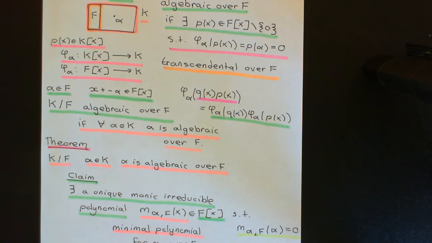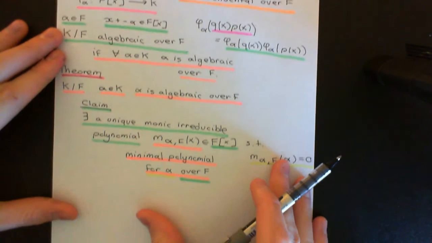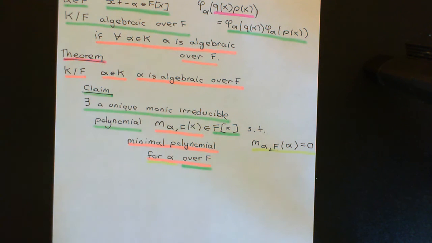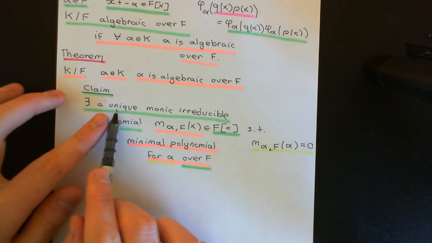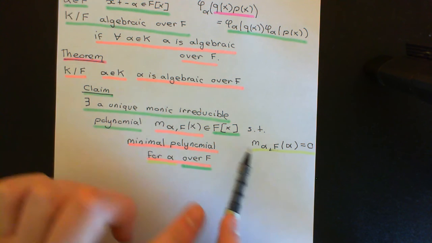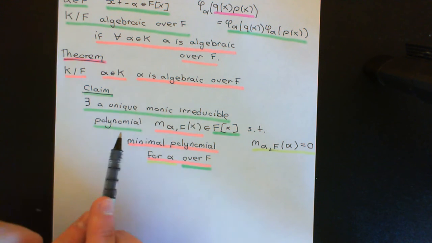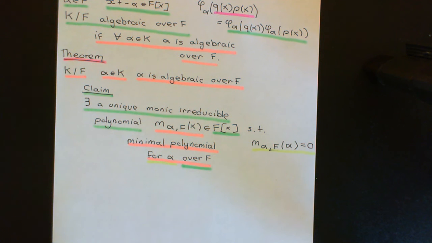So what we'd now like to do is show that in that entire great collection of polynomials which have alpha as a root, there is only one polynomial which has alpha as a root which is monic and irreducible. And this will be the minimal polynomial for alpha over F.